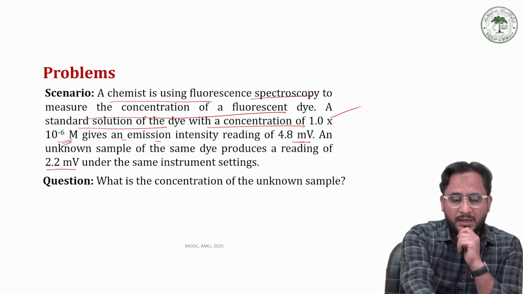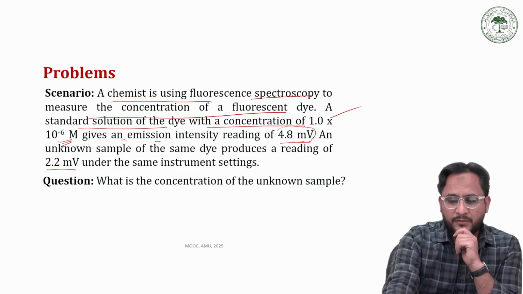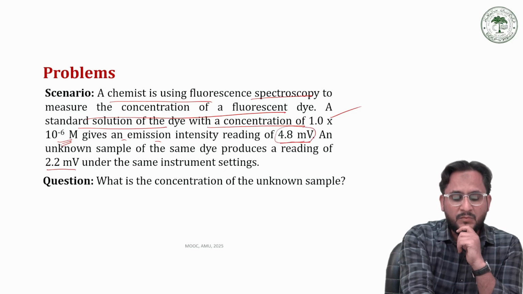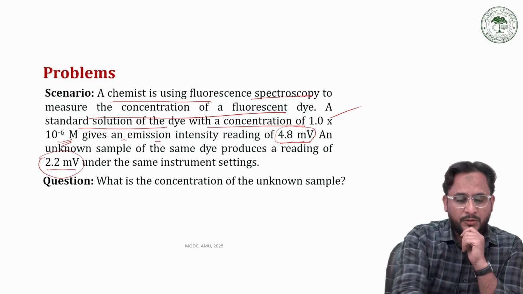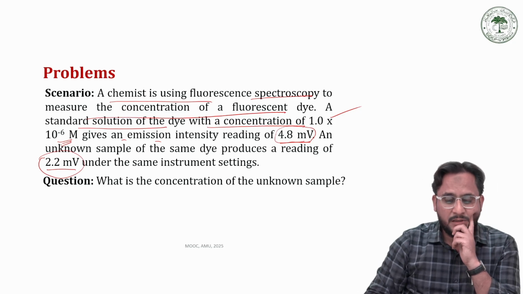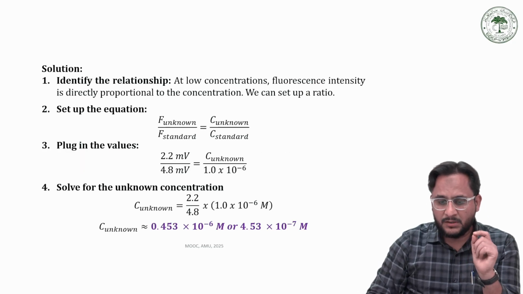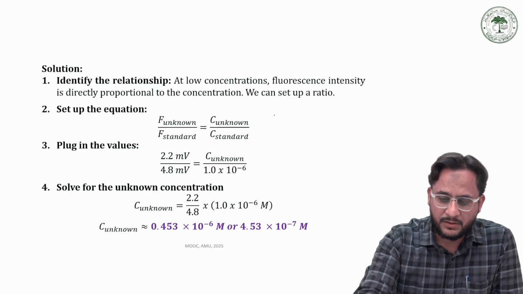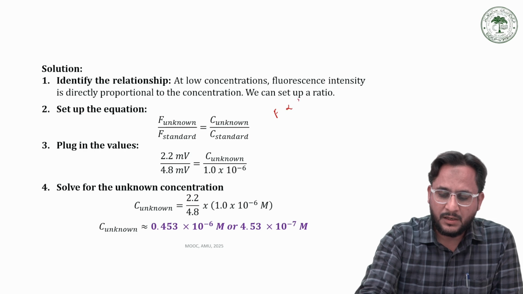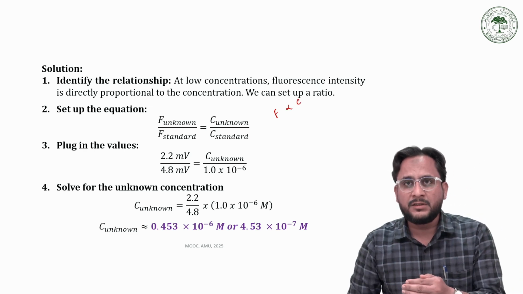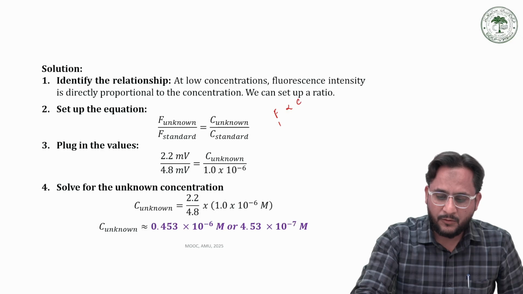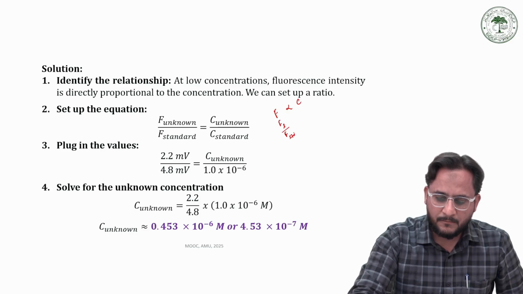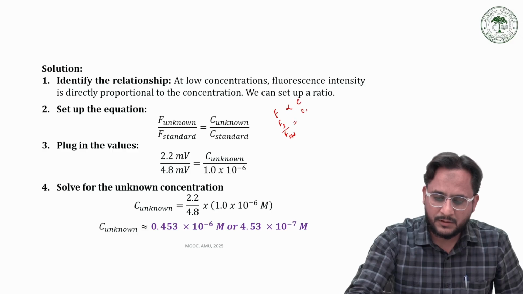At this concentration, the signal is 4.8. What is the concentration at 2.2 millivolts? The question is the concentration. So for this, we use the concept of calibration curve. Because fluorescence intensity has a direct relationship with concentration, they are linearly related. So we can say that fluorescence of the sample upon fluorescence of the standard is equal to concentration of the sample upon concentration of the standard. This formula has been applied.